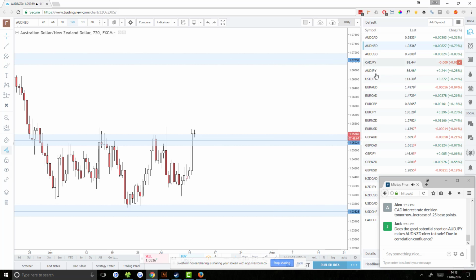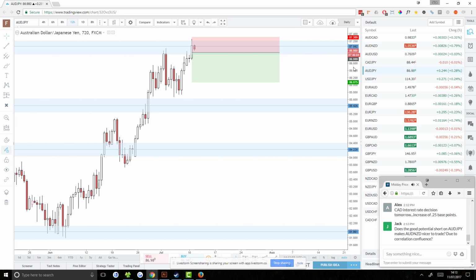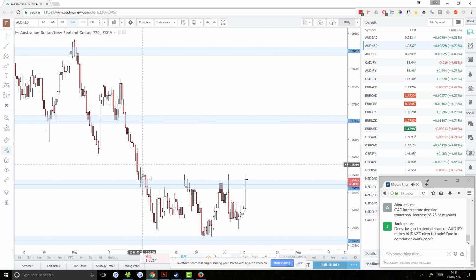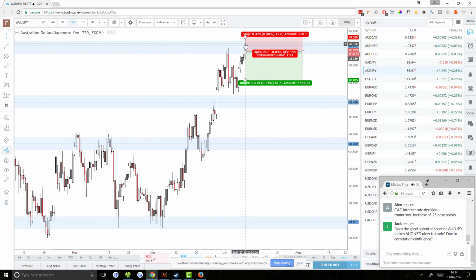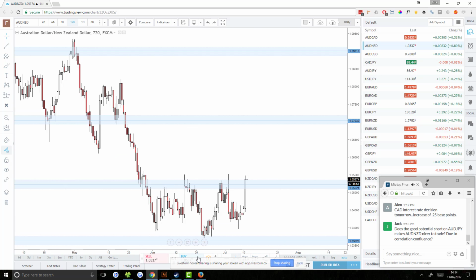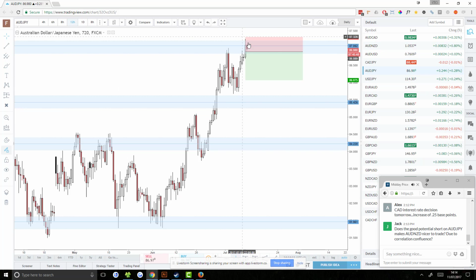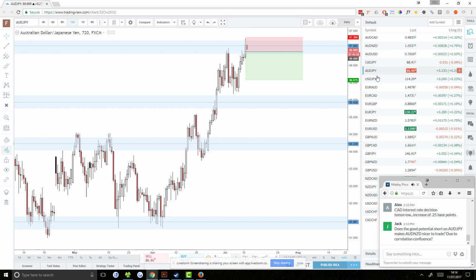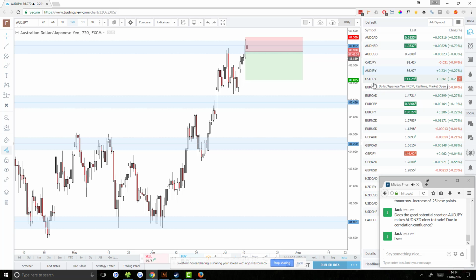The AUD New Zealand and AUDJPY, are they even that well correlated? I don't think so, man. Look. One's trending up, while the other one's trending down. So if anything, they're negatively correlated. I don't really see much of a correlation here.